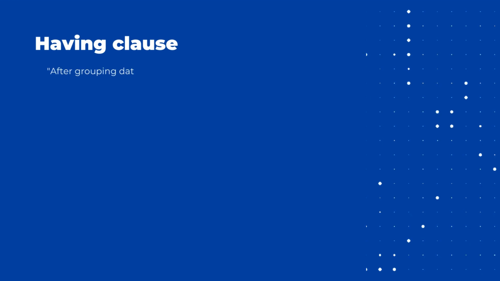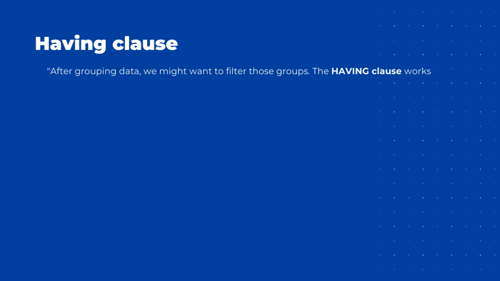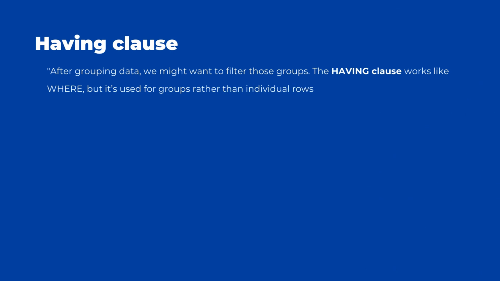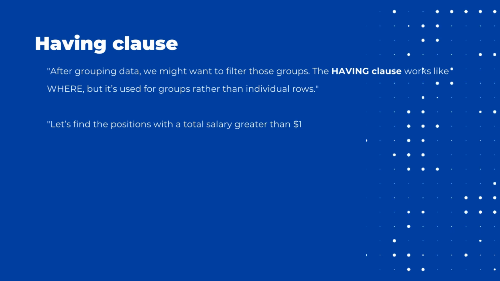After grouping data, we might want to filter those groups. The HAVING clause works like WHERE, but it's used for groups rather than individual rows. Let's find the positions with a total salary greater than $120,000.